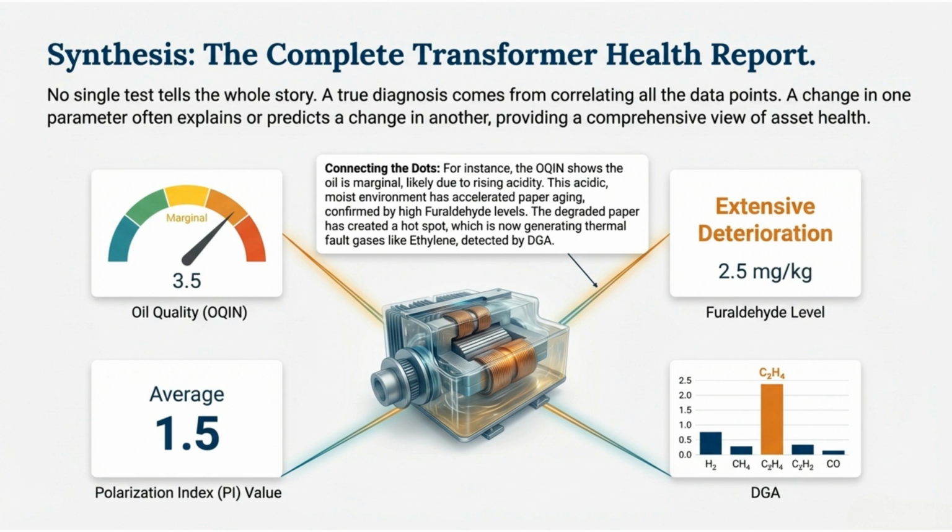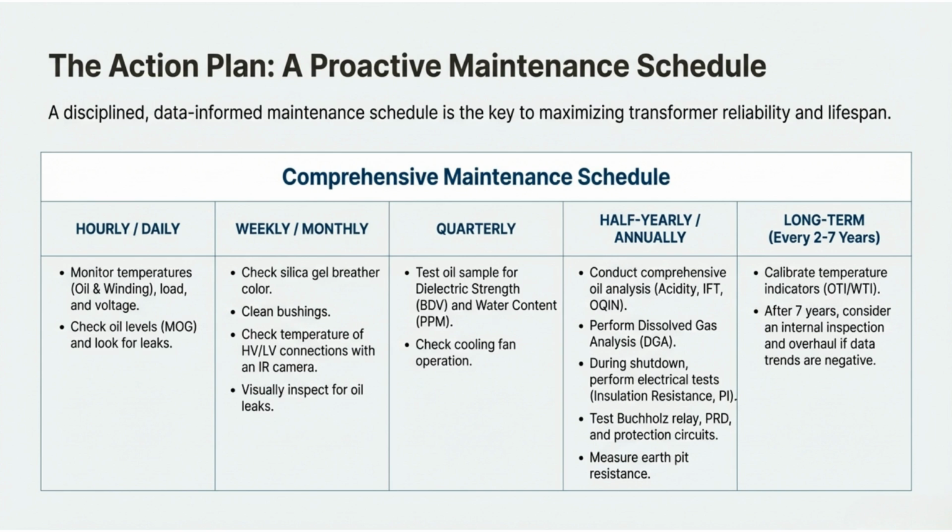A complete transformer health report synthesizes all data points. A true diagnosis comes from correlating parameters like OQIN, polarization index, formaldehyde level, and DGA results to provide a comprehensive view of asset health. The action plan is a proactive maintenance schedule, key to maximizing reliability. This comprehensive schedule includes checks hourly, daily, weekly, monthly, quarterly, semi-annually, and long-term, based on data-informed decisions.